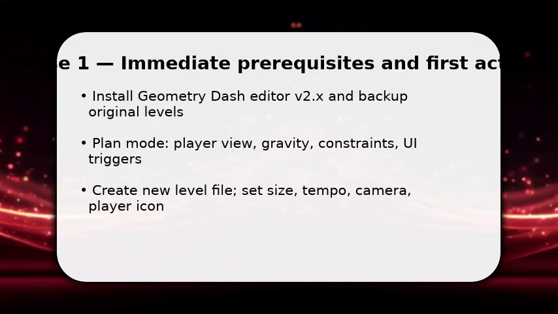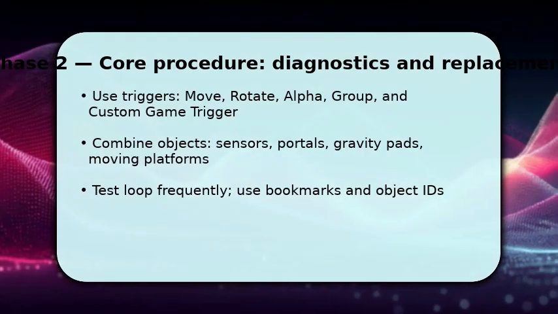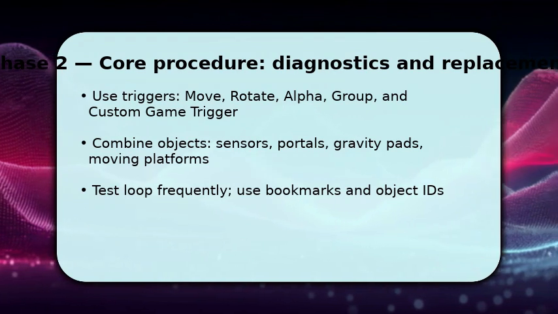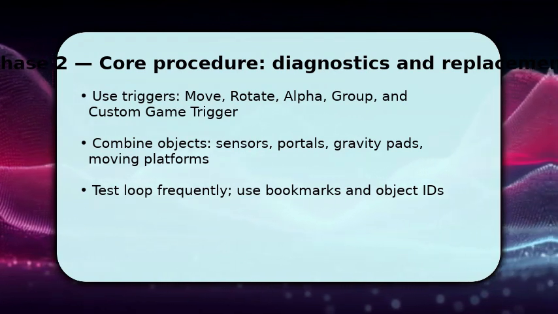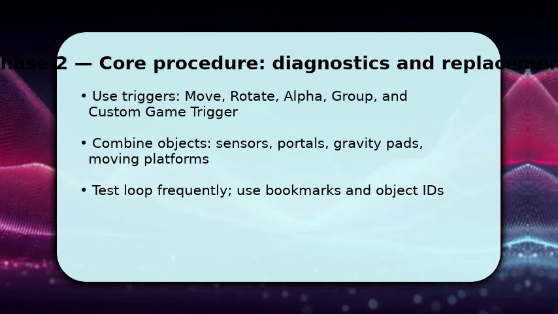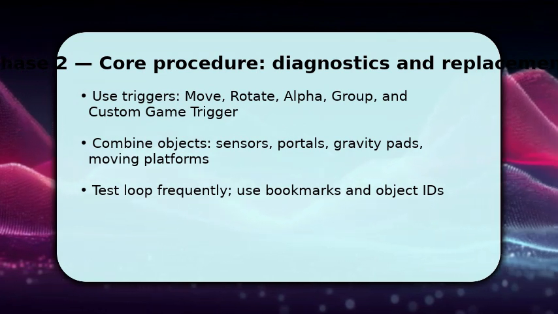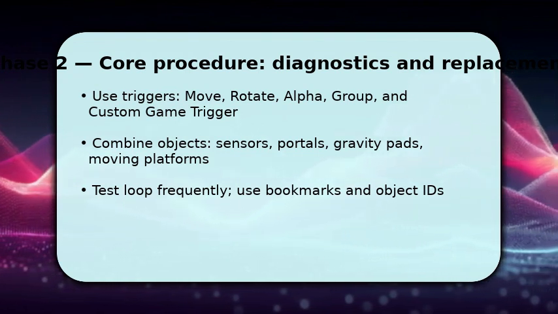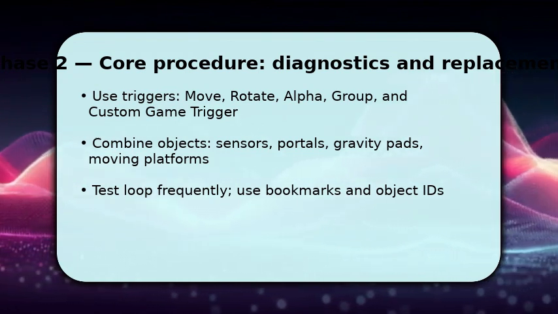Now you implement the core mechanics using triggers and grouped objects. First, place sensors and portals, then attach move and rotate triggers to create new behaviors, like sliding floors or rotating hazards. Once done, use alpha and group triggers to toggle visibility and reuse patterns. That reduces clutter and improves performance.